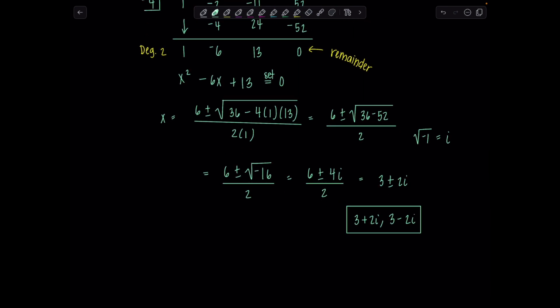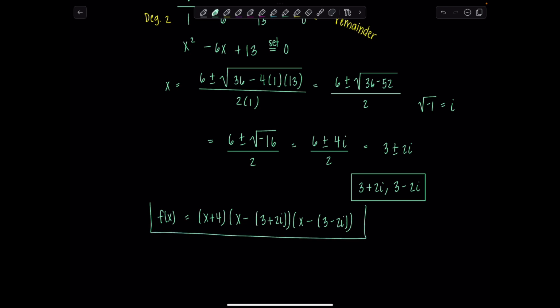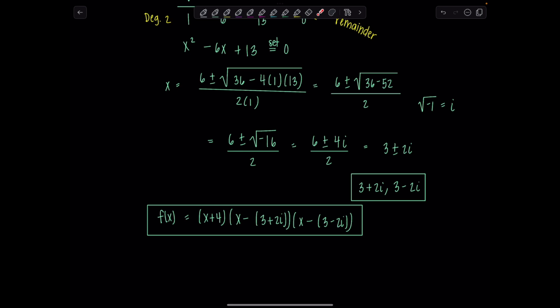They didn't ask us to write f of x in factored form, but sometimes you're asked to do such a thing. You'd have x plus 4, x minus 3 plus 2i, and then x minus 3 minus 2i. And then there they all are. 1, 2, 3. And again, notice we had 2 complex zeros and they're conjugates. They always come in conjugate pairs. Cool?